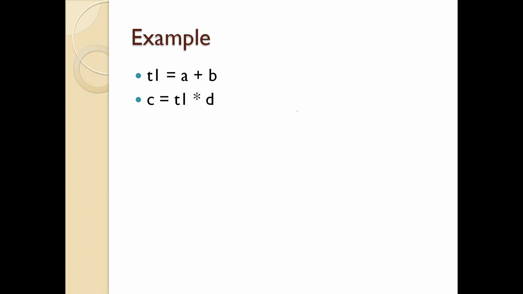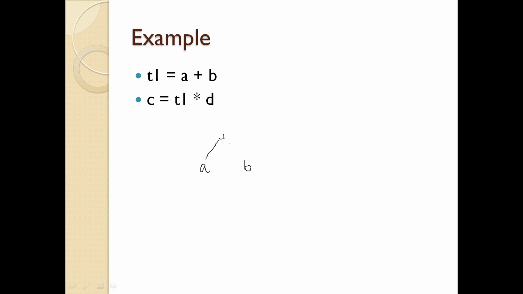Okay, so suppose if you see here, I'll show you how DAG helps in finding the subexpressions, or how to create a DAG when two expressions are given. See, first expression is A plus B. So first I am drawing the nodes A and B, and these two are to be connected with the operator plus, and it is to be labeled with T1.